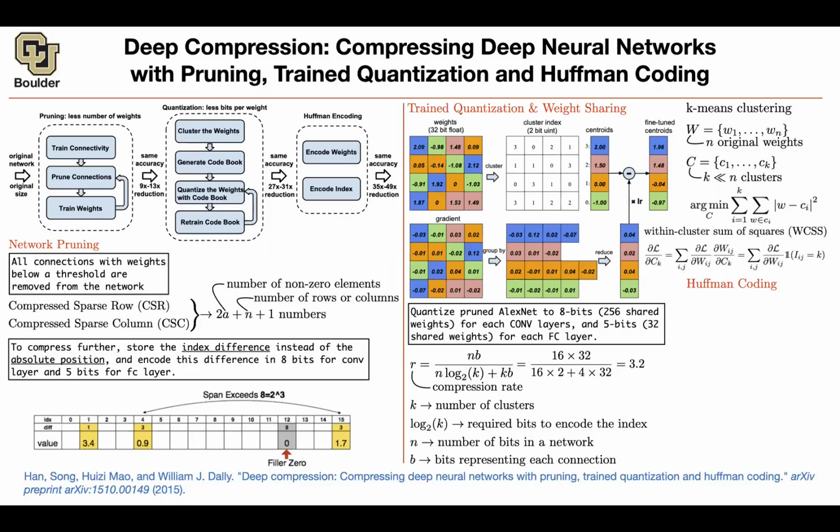What is Huffman coding? It's very simple. You do a histogram of your weight in the end. Some of them are going to end up being more frequent than the other ones. The ones that are more frequent, you can store them with fewer bits. And this way you're saving in terms of storage. And in the end, after all of these operations, you're going to be able to reduce by 35 times up until 49 times. So Huffman coding is not hard.